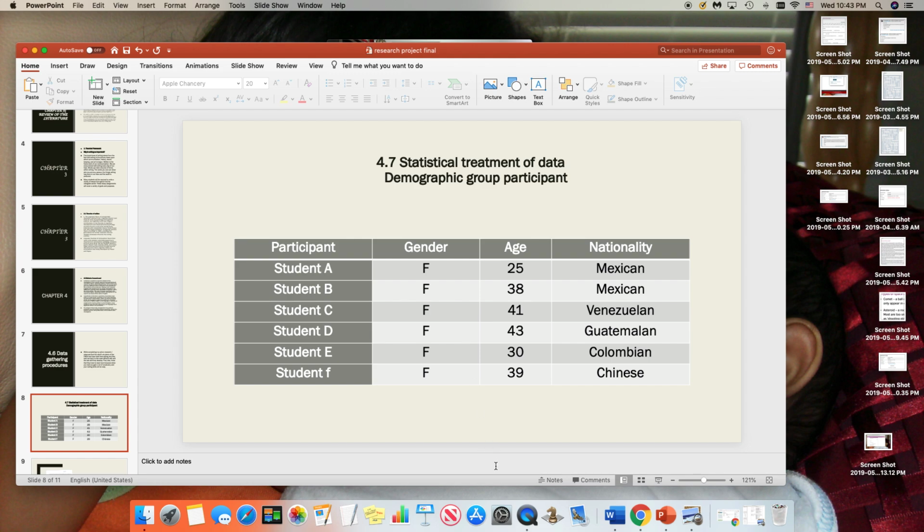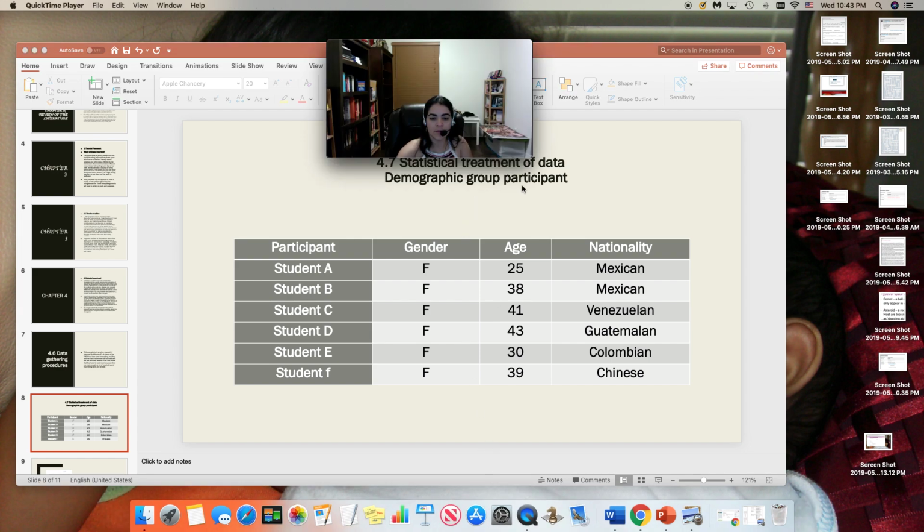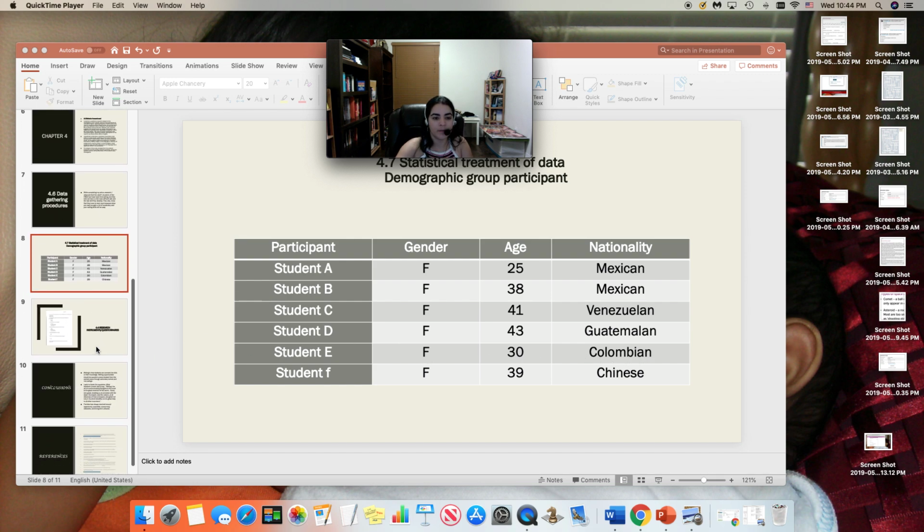So this is my statistical treatment of data, the demographic group, the participants in YWCA. You can see the gender is women, feminine. The age is between 25 and 40. The nationality, all of them are Spanish-speaking: Mexican, Venezuelan, Guatemalan, Colombian, and Chinese.